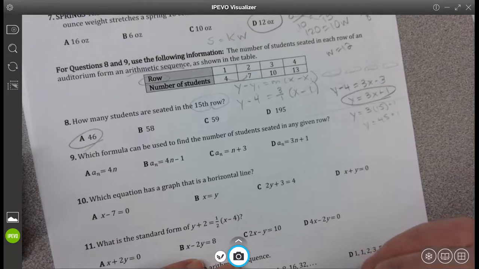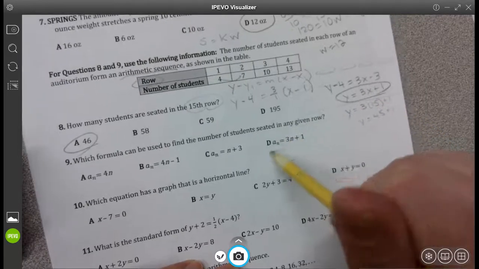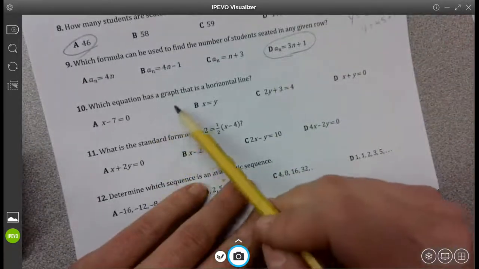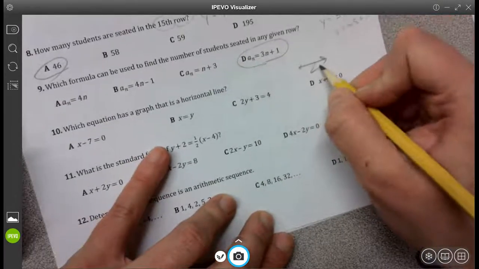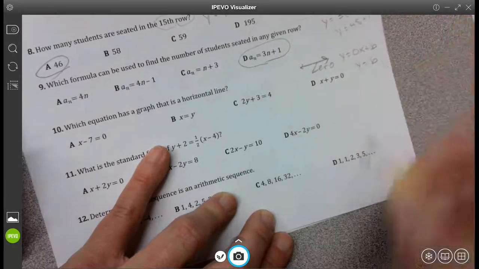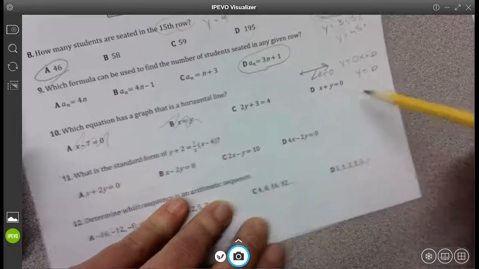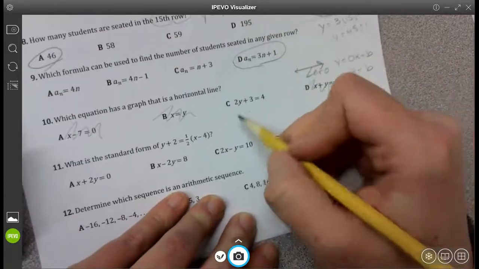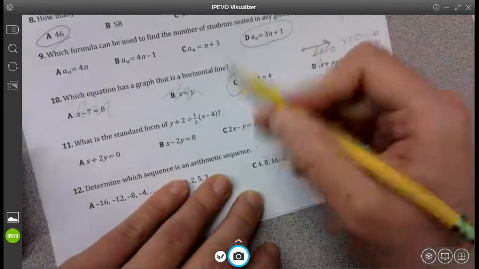Which formula can be used to find the number of students seated in a given row? So we have our equation. It's 3x plus 1, 3n plus 1, same thing. Which equation has a graph that is a horizontal line? If you can draw a horizontal line, that means you have a 0 slope. So your y equals 0x plus b. So it's y equals b. I see x here. I see x here. I see an x here. If I were to clean this up, it's a y equals equation. So your answer is C.